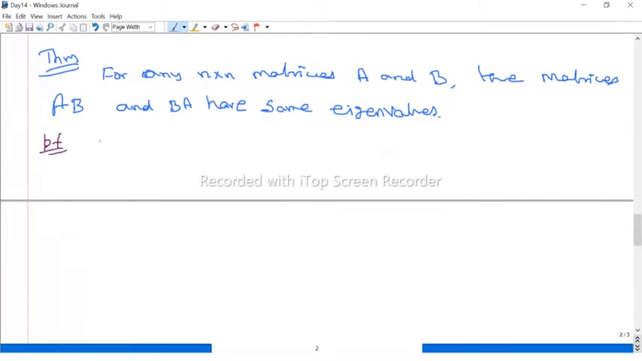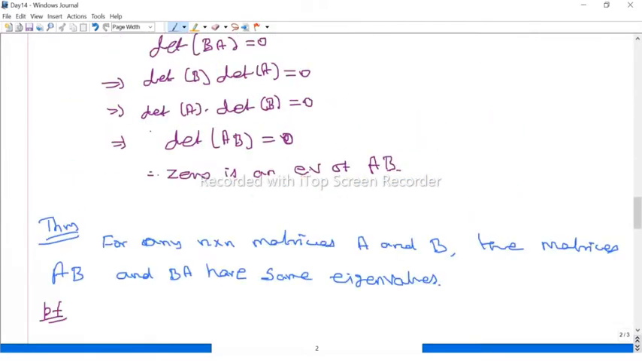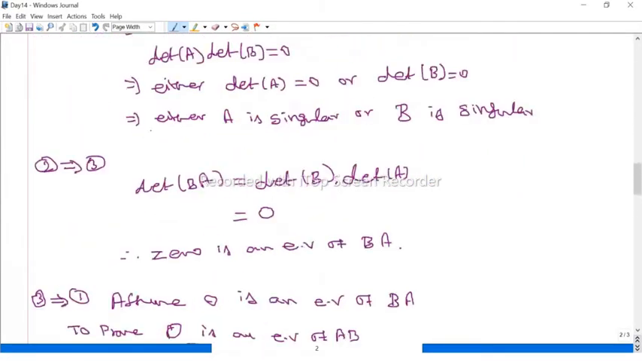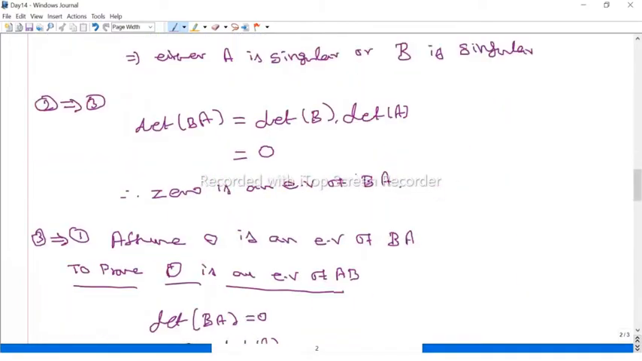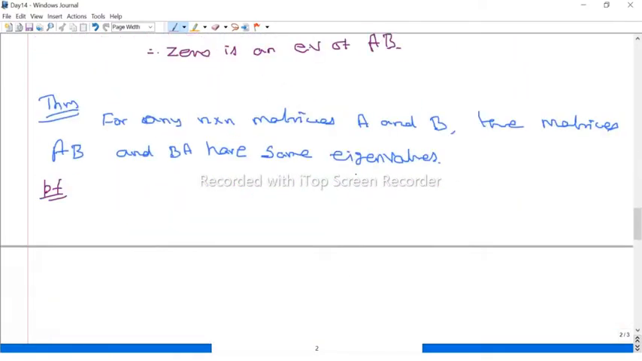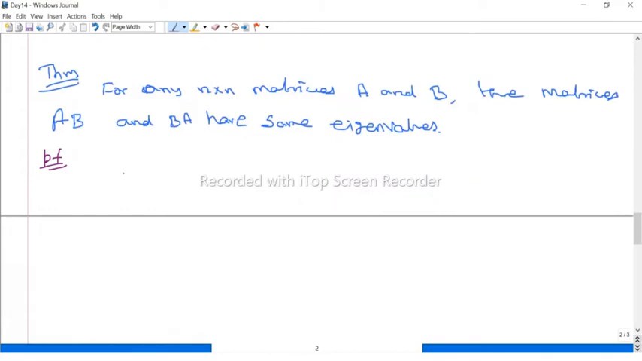Suppose 0 is an eigenvalue of AB; we already proved in the previous theorem that then 0 is an eigenvalue of BA. Okay, that is a simple proof. Now suppose we take a non-zero eigenvalue. Let lambda be a non-zero eigenvalue of AB, because if it is zero, we already know.